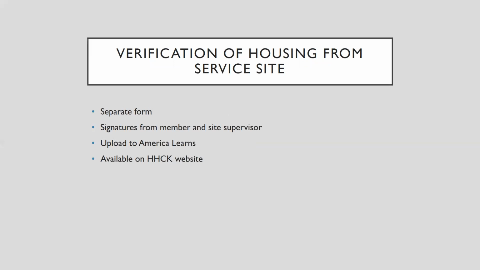You can also use a verification of housing from your service site. That's considered an external agency, so your service site can verify that that household was placed into housing or was able to maintain housing. So this is a separate form. It is available on the HHCK website. It has spots for you to sign and your site supervisor to sign, and you'll upload that to America Learns.